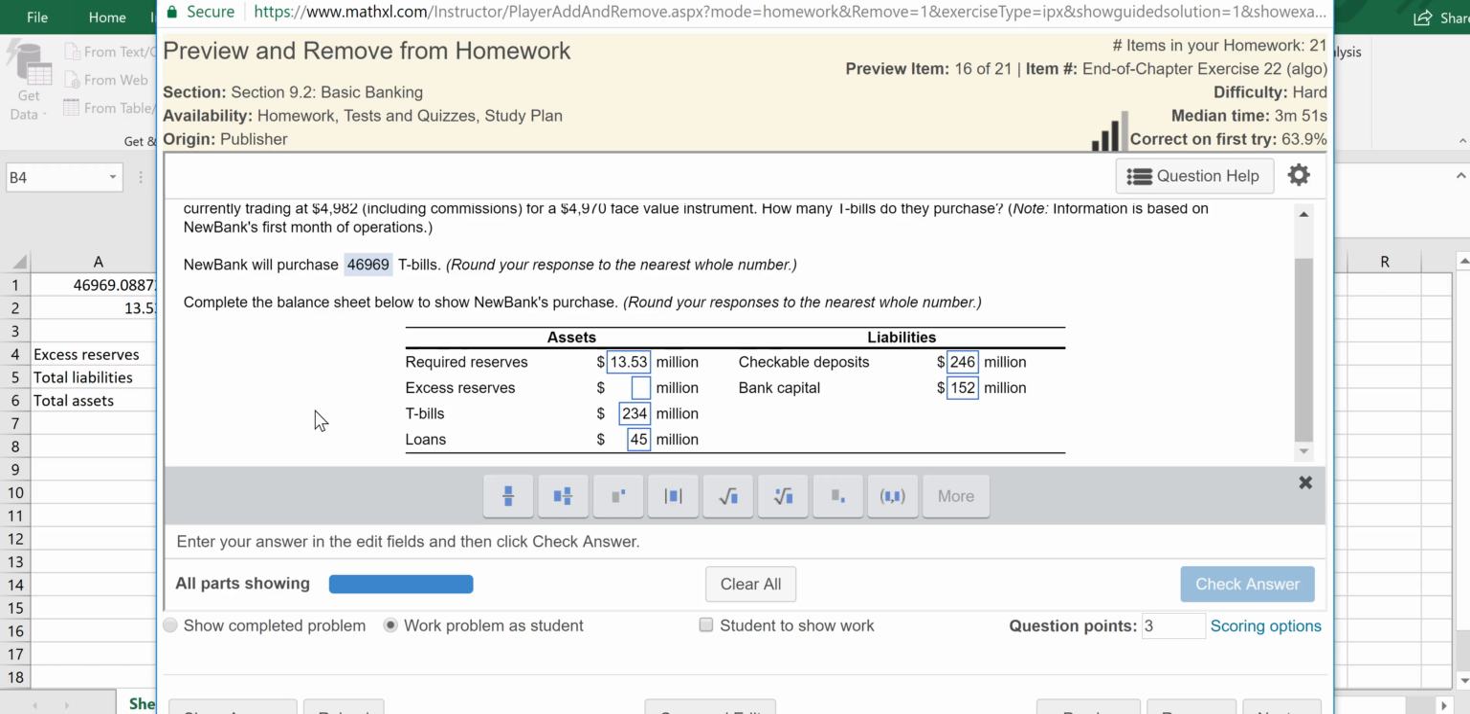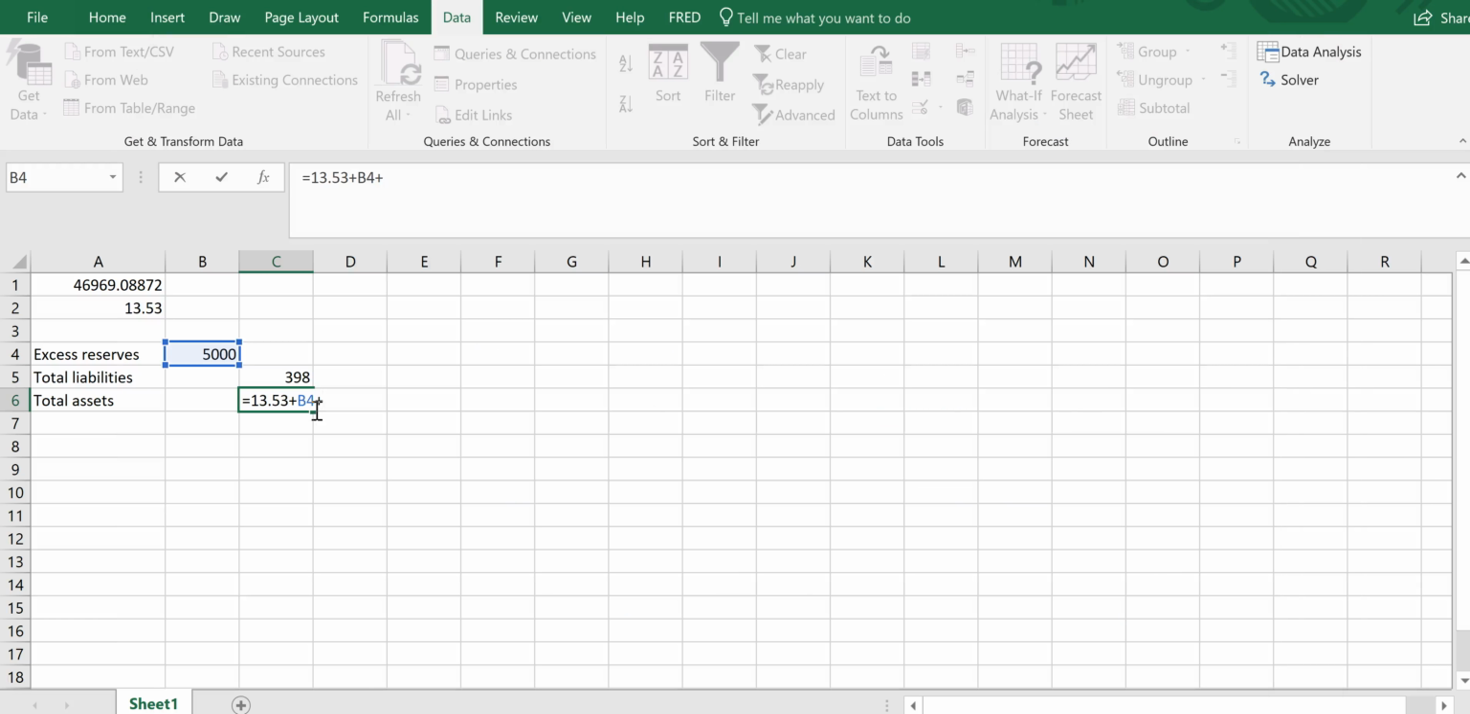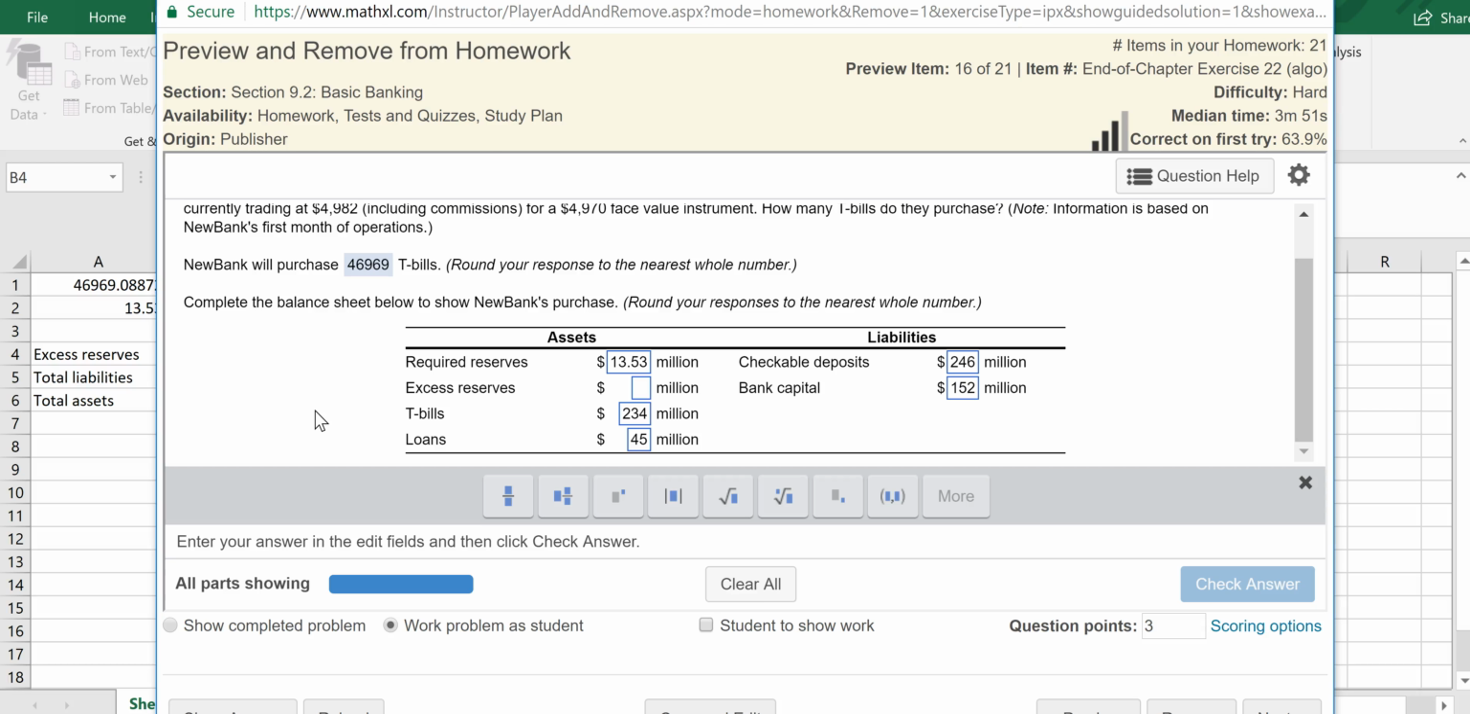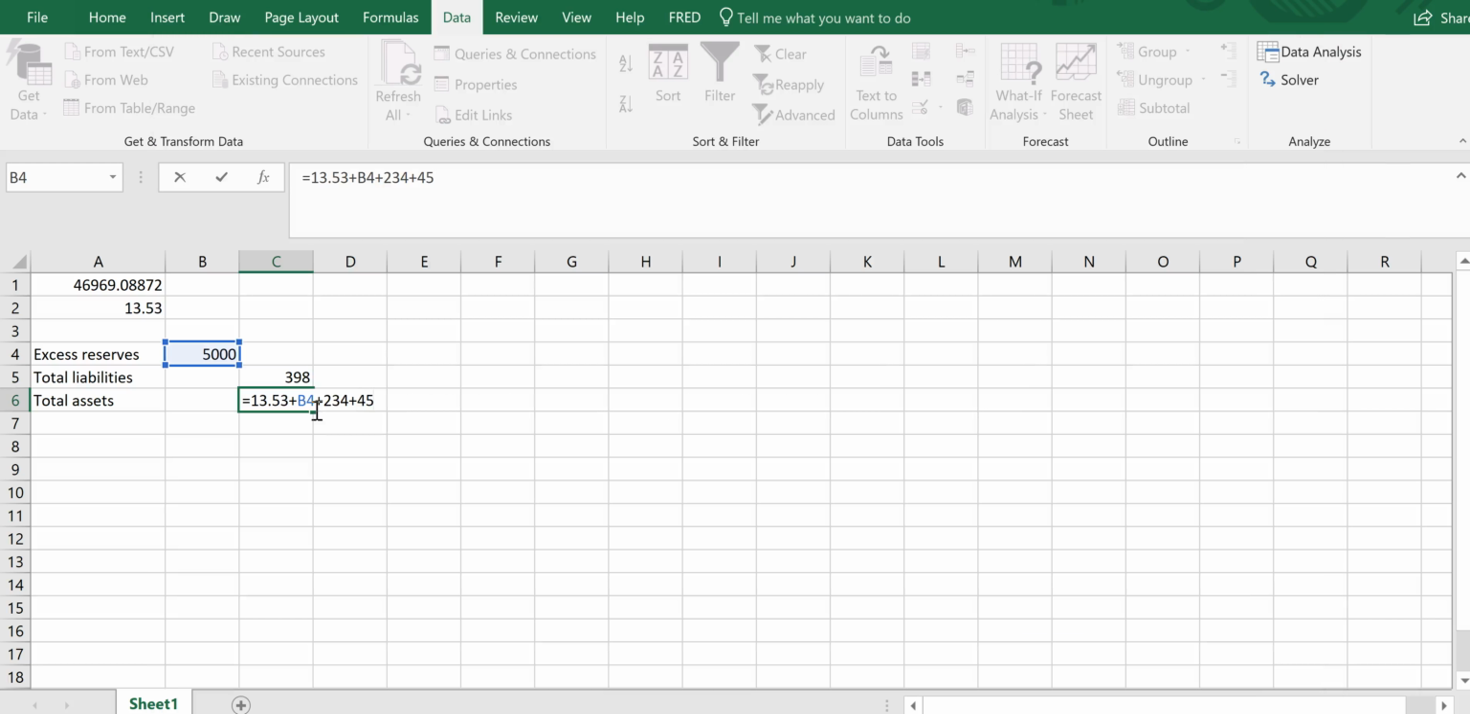So plus T-bills amount, 234, and plus 45.